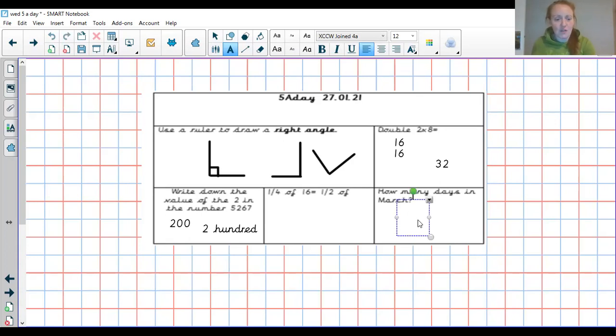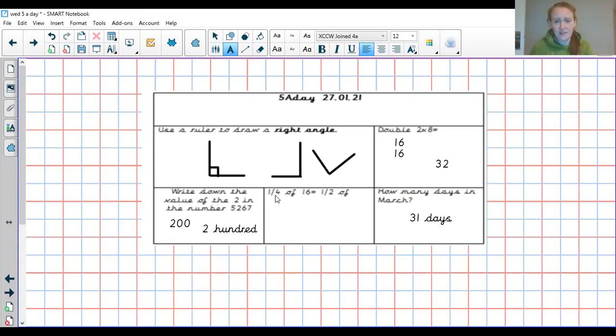31 days. So if you wrote 31 days in there, always good to write the units that you're measuring in. I've written days afterwards because that's what the question asked, but 31 is right. There are 31 days in March. Well done if you got that right. Right, let's jump to this one.